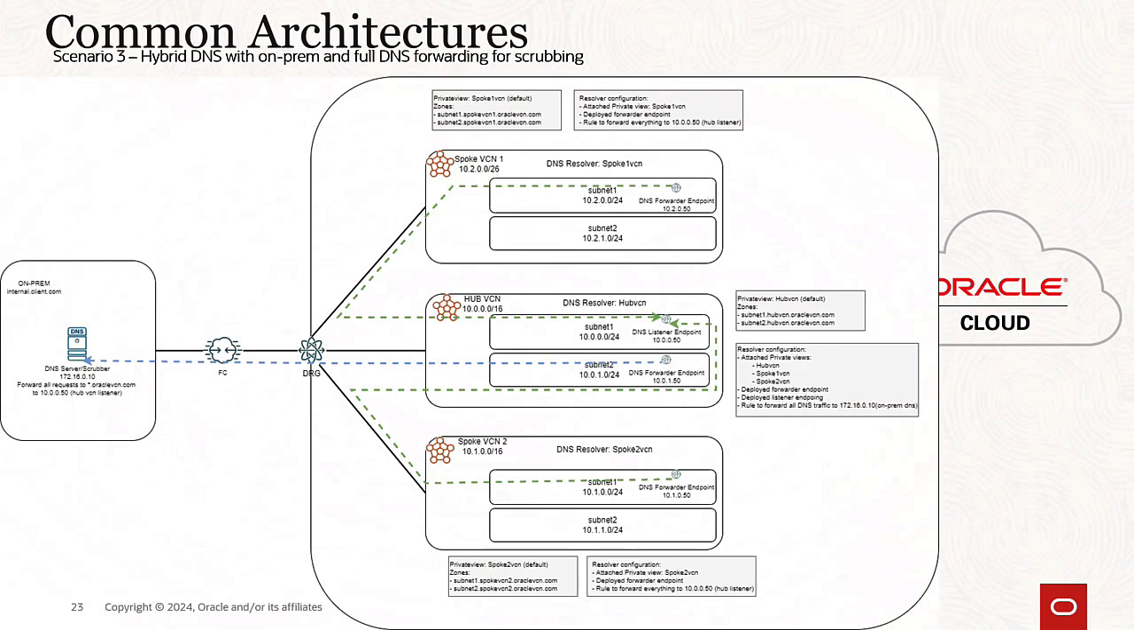We'll designate one of the VCNs as a DNS hub, so we keep all the forwarding configuration in a single place. This DNS hub resolver will attach all the private views in the region, including the default ones from the other resolvers. The DNS hub will have a catch-all rule to forward all non-OCI DNS traffic to the on-prem scrubber. The other VCNs, designated spokes, will have the same catch-all rule to target the hub listener. The on-prem DNS should also have a rule to forward all oraclevcn.com traffic to the DNS hub VCN.